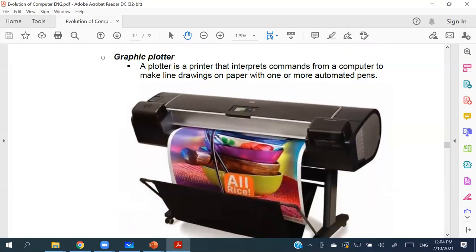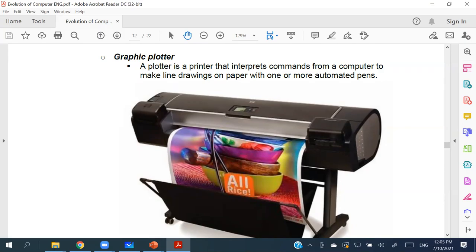This big one is called the graphic plotter, right? We use a plotter to print printouts which are big in size, like hoardings, banners and plans, right? Architectural drawings and all these things, we print through the plotter. A plotter is again a very big color printer, right?